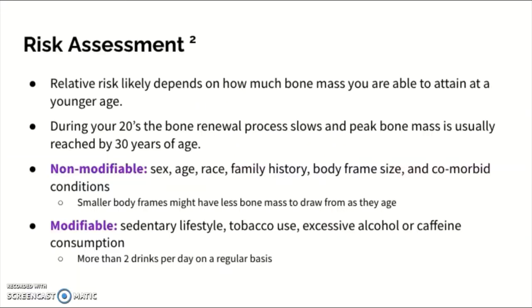So now let's talk about risk assessment. Relative risk likely depends on how much bone mass you are able to attain at a younger age. During your 20s, the bone renewal process slows and peak bone mass is usually reached by 30 years of age. Some non-modifiable risk factors are sex, age, race, family history, body frame size, and comorbid conditions. Smaller body frames might have less bone mass to draw from as they age. Some modifiable risk factors include sedentary lifestyle, tobacco use, and excessive alcohol or caffeine consumption, more than 2 drinks per day on a regular basis.